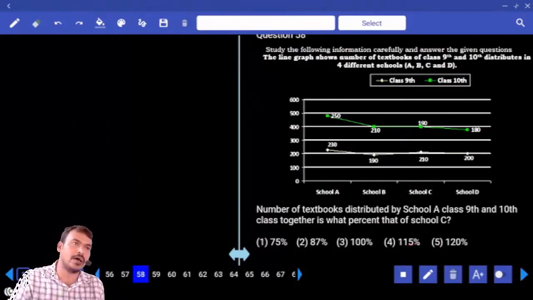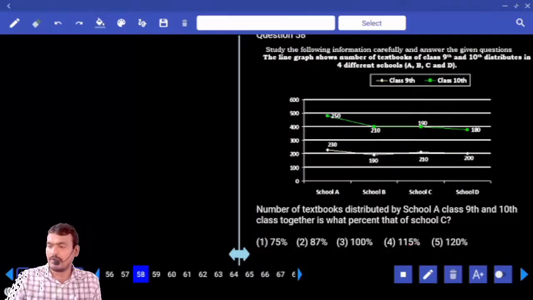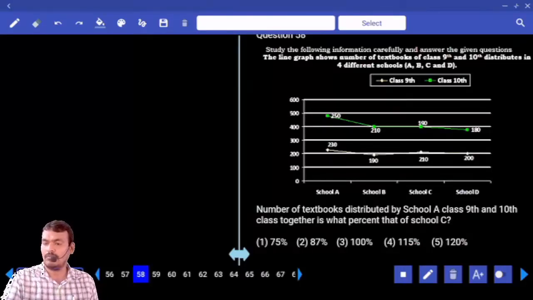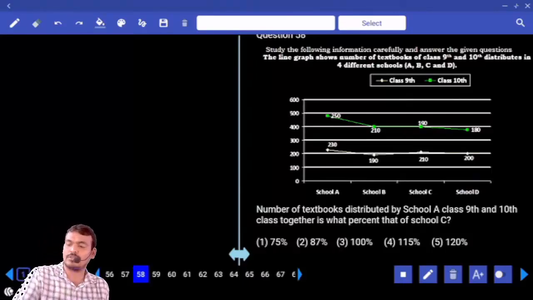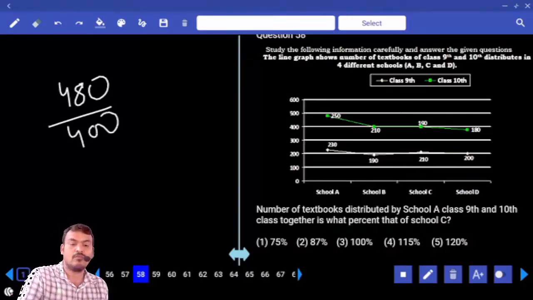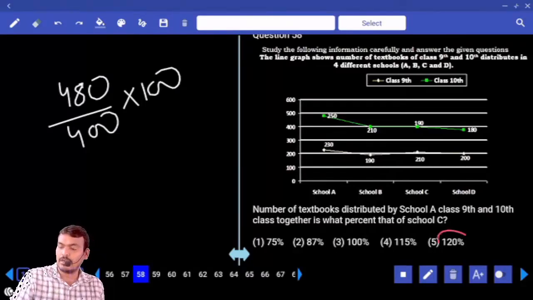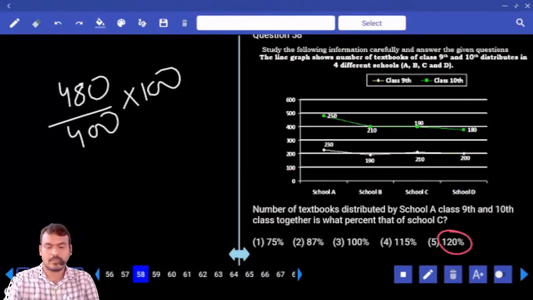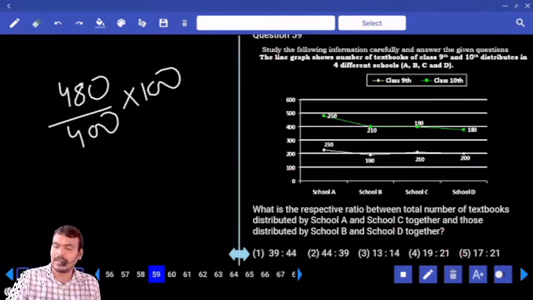Next 58 question. What is the number of textbooks distributed by school A, class 9th and 10th class together, as a percent of school C? What is the A value? 9th class 250, 10th class 230. 250 plus 230 is 480, what percent of school C? School C, what is the total value? 400, or not? 480 by 400 is nothing but 120%, or not?